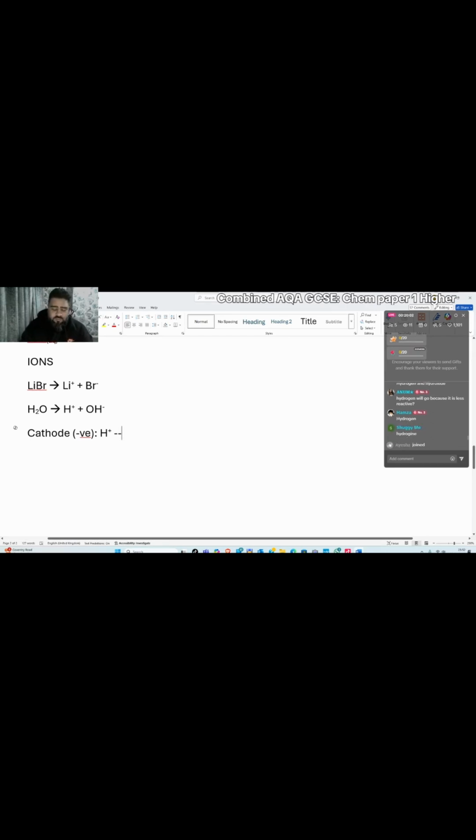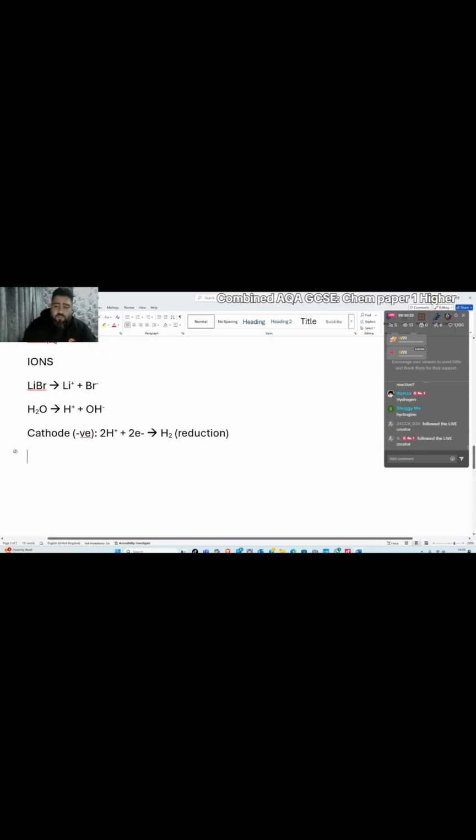Higher need to be able to do the half equation. So it's H+ is going to form hydrogen, which is H2, and then you're going to balance those atoms and then balance the charge. And of course, this is reduction because we've got a gain of electrons.